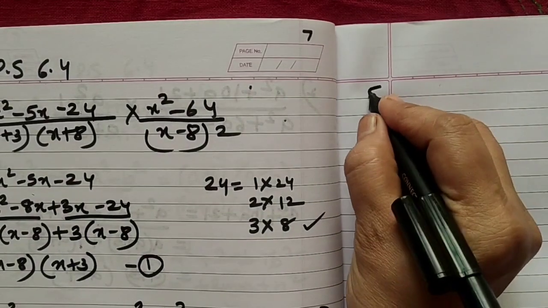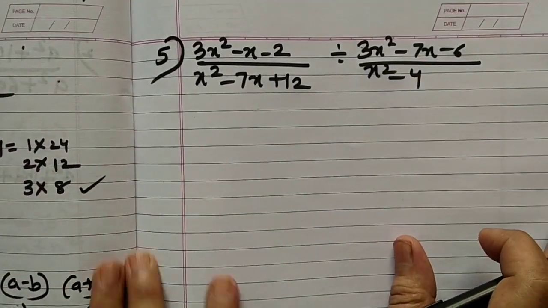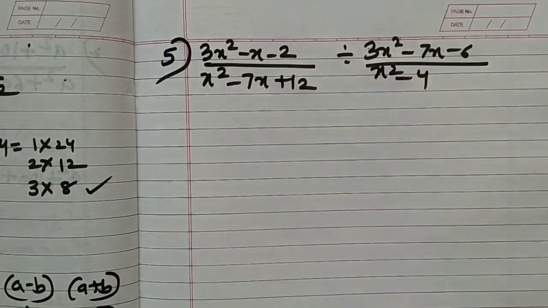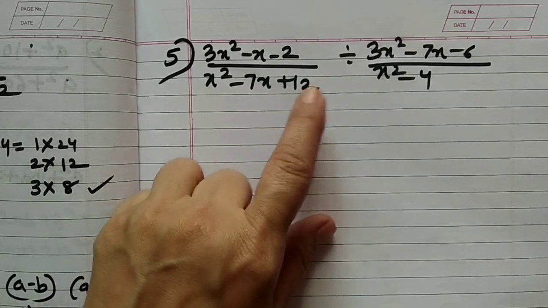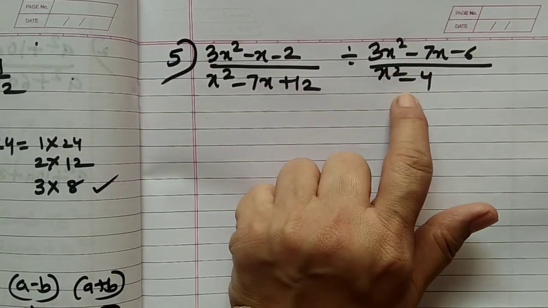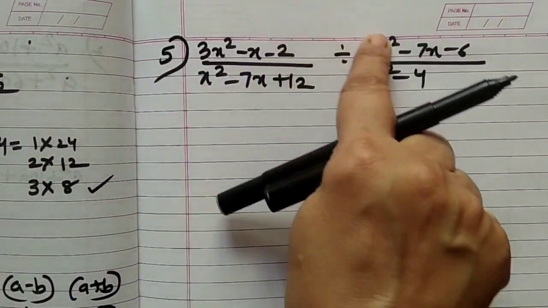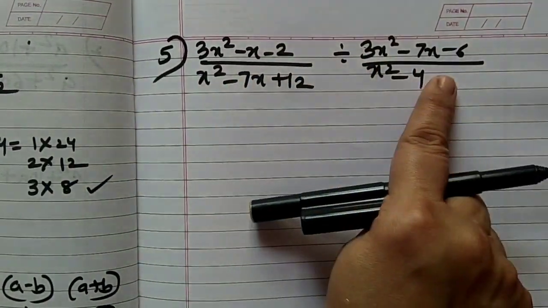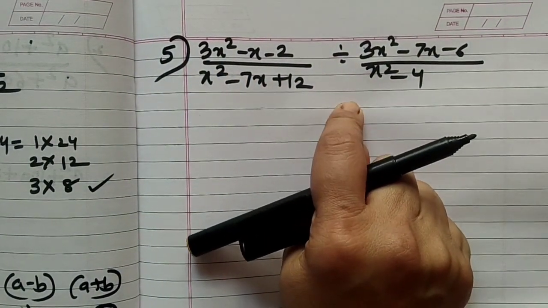Now let us go to the sum number 5. Now see the sum number 5. 3x square minus x minus 2 upon x square minus 7x plus 12 divided by 3x square minus 7x minus 6 upon x square minus 4. Now whenever you have such a sum where there is a division sign, we cannot divide these terms. So we have to change this into multiplication.